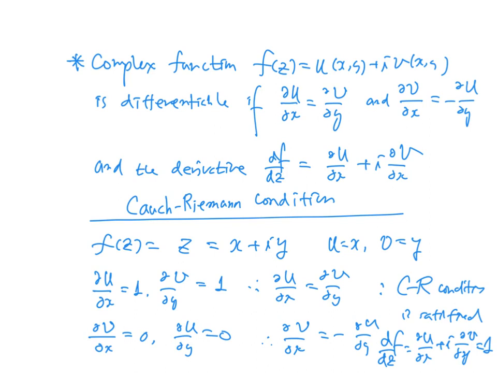Can I move on? Another simple example. f(z) is z square, x square minus y square plus i 2xy. This is probably the better example to show the Cauchy-Riemann condition.